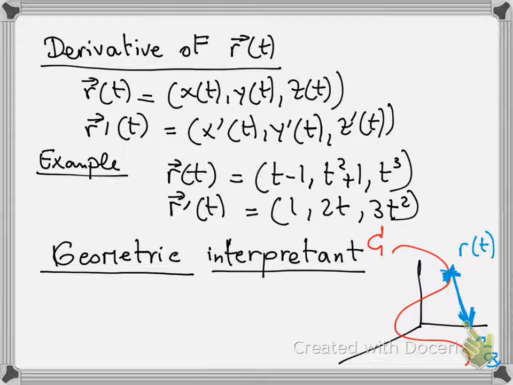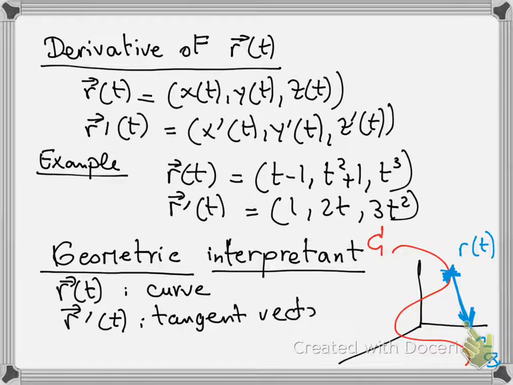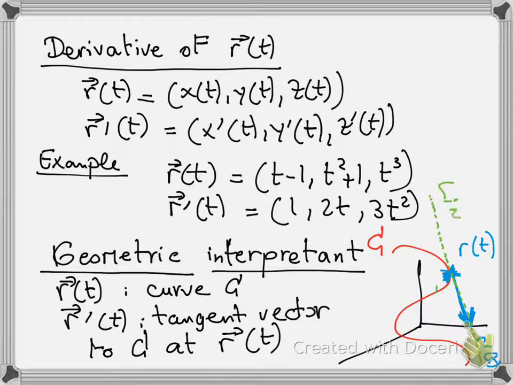So r of t, that's my curve. R prime of t, that's the tangent vector to the curve C at the point r of t. That's the interpretation of r prime of t, and using r prime of t, you can find the parametric equation of the tangent line to the curve at the point r of t. So here, we have my curve C and my tangent vector. If you take this line, which passes through my point r of t and is parallel to the vector r prime of t, this line is my tangent line.